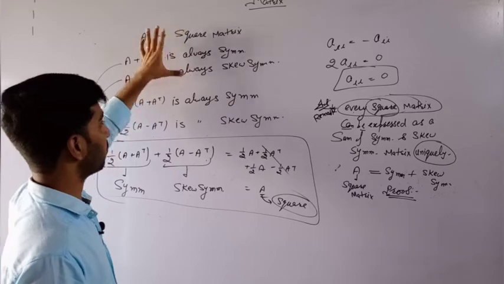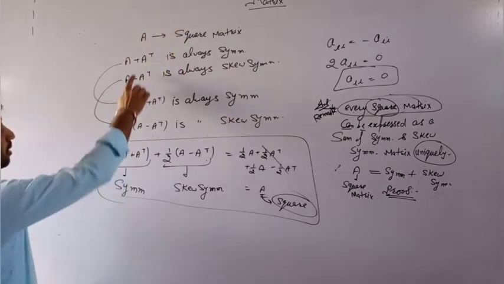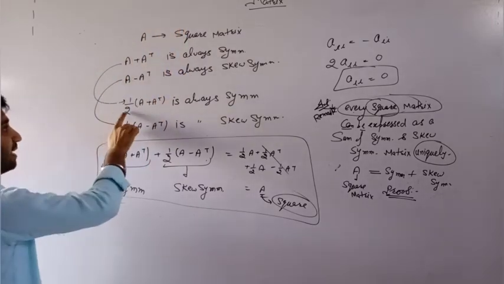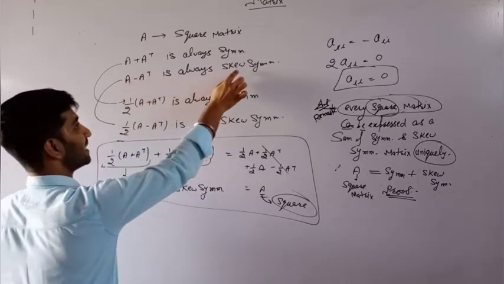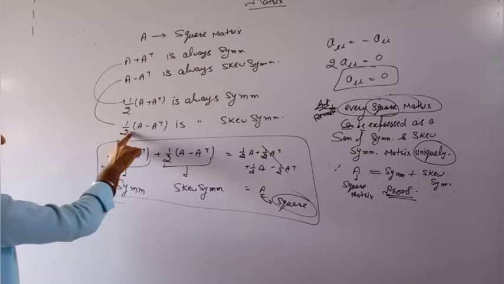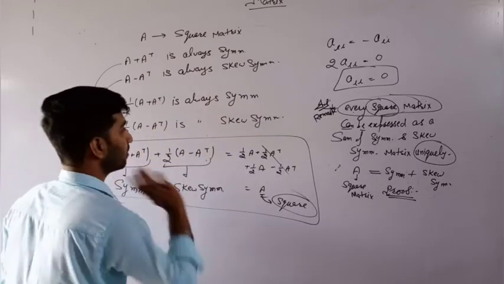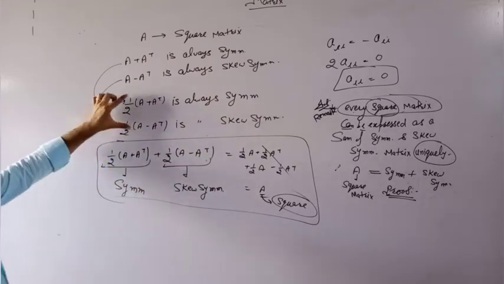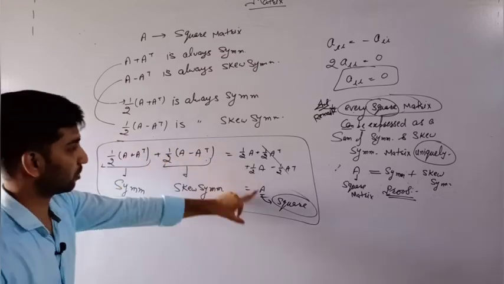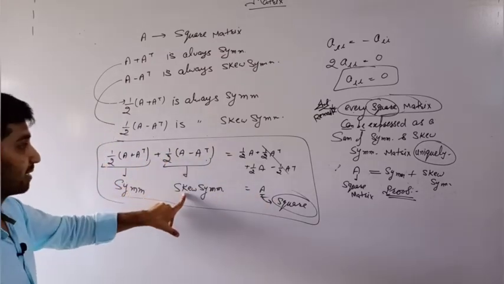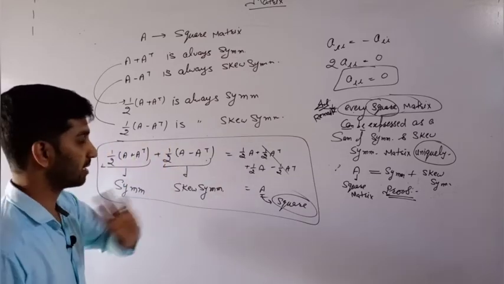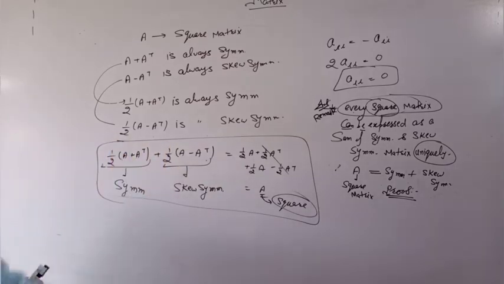It has been proved in this video. If a symmetric matrix is multiplied by any scalar quantity, then it will remain symmetric. Or if a skew symmetric matrix is multiplied by any scalar quantity, it will remain skew symmetric. By adding these two, that is equal to A. So every square matrix can be represented as a sum of symmetric and skew symmetric matrix by using this way. So it has been proved. Write down.